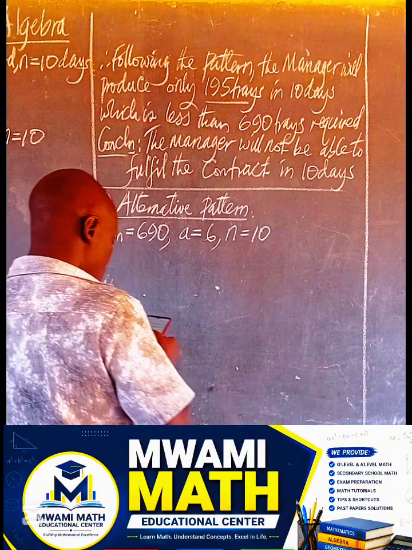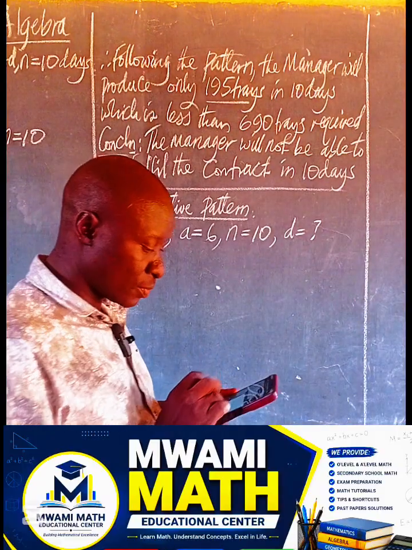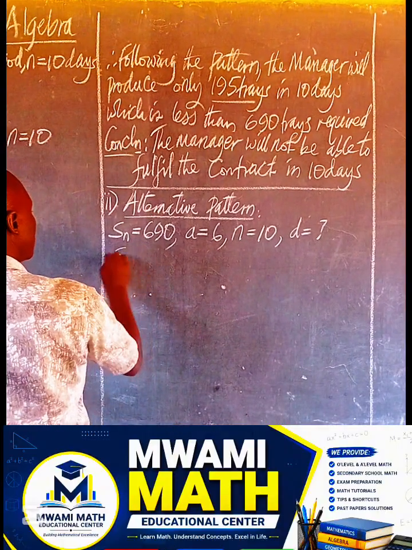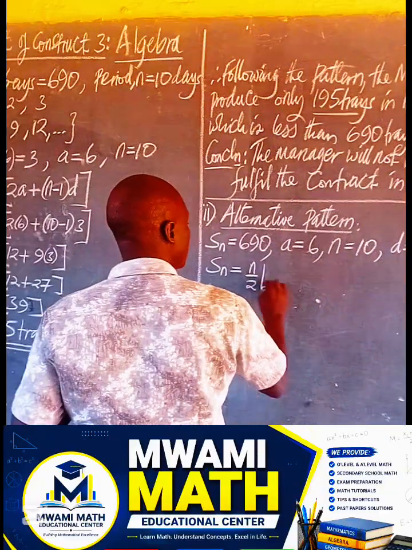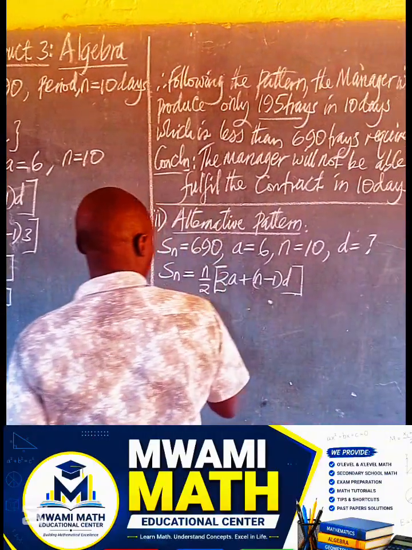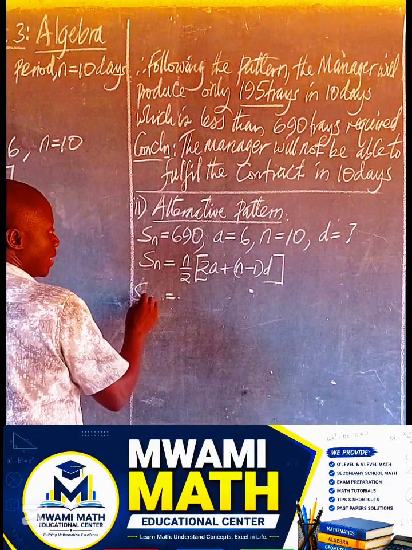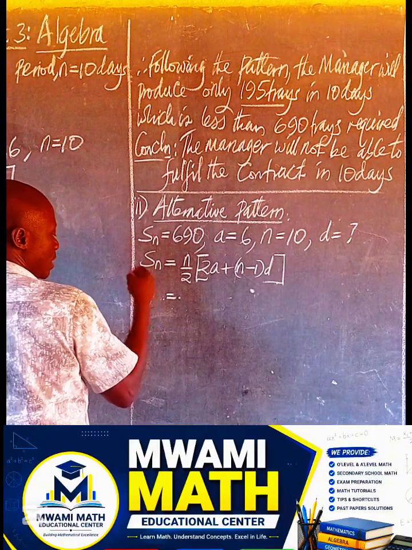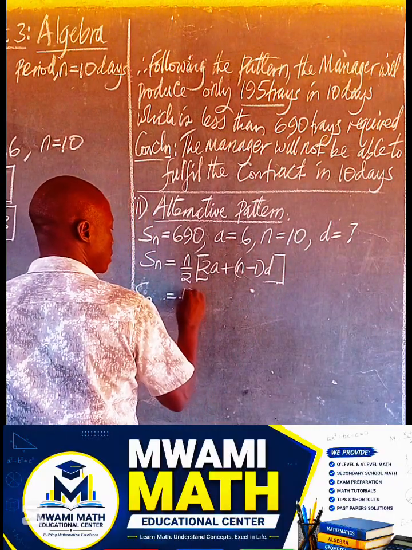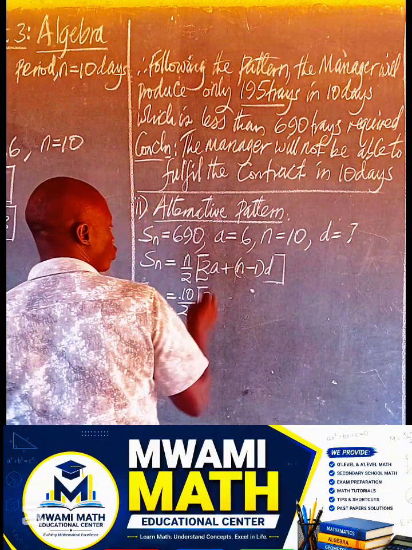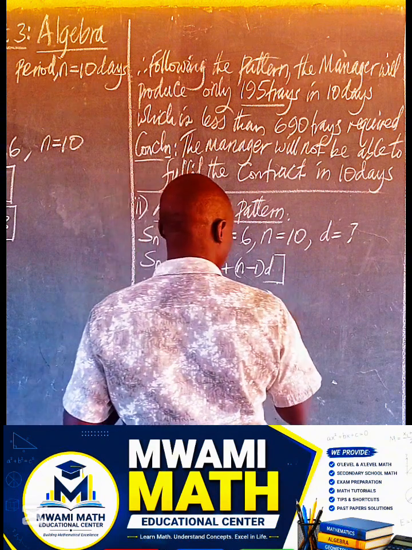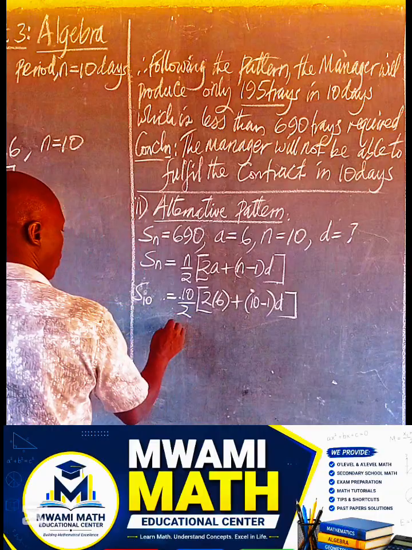So from there, we shall say, still in our formula, Sn is equal to n over 2 into brackets 2a plus n minus 1 d. Okay, so we can now substitute: S10, the sum of 10 trays, n is 10, all over 2 into twice a, our a is 6, plus n is 10 minus 1 into d, like that.